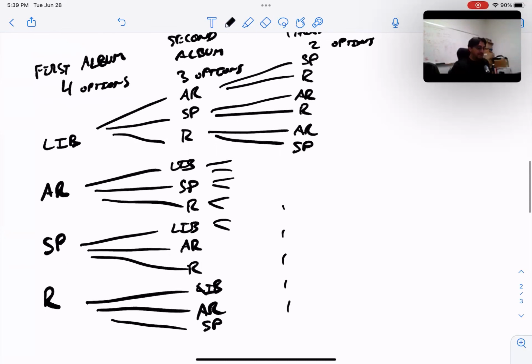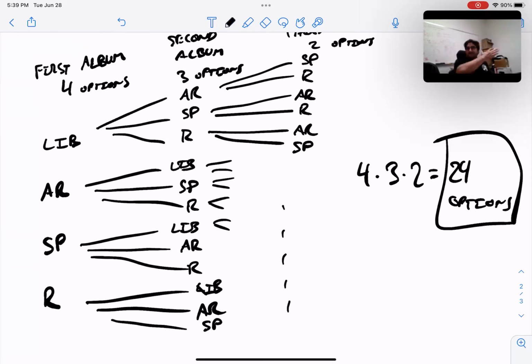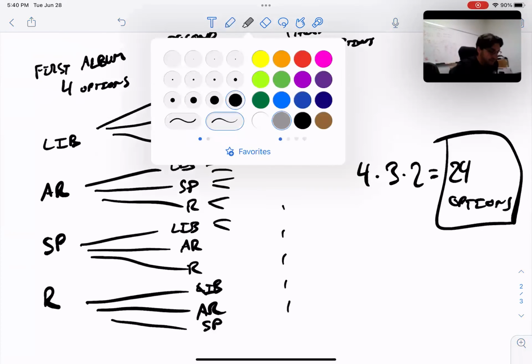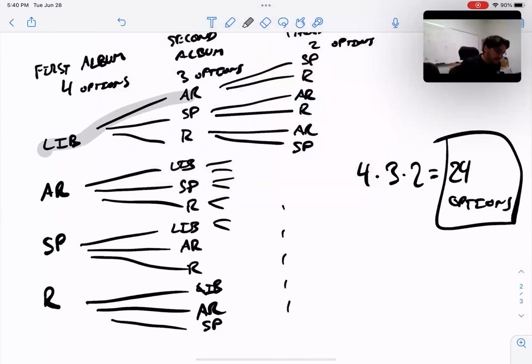So what happened? This tree diagram has 4 times 3 times 2 equals 24 total options, just by seeing how they go across the tree. Each of these corresponds to one DJ option. So Let It Be, then Abbey Road, then Sergeant Pepper, that's one way we could have gone. If you go root to leaf, you get one of the outcomes. That would be an example of a permutation of 3 albums selected from 4.